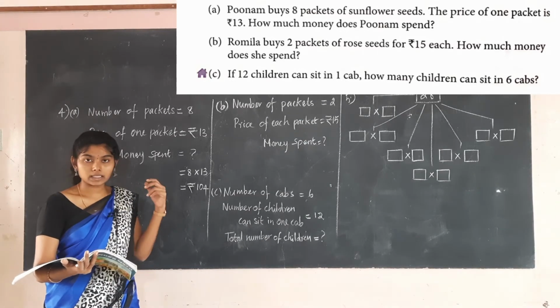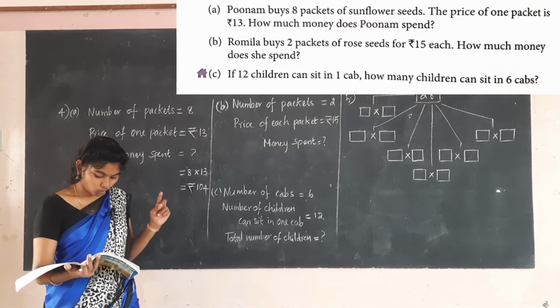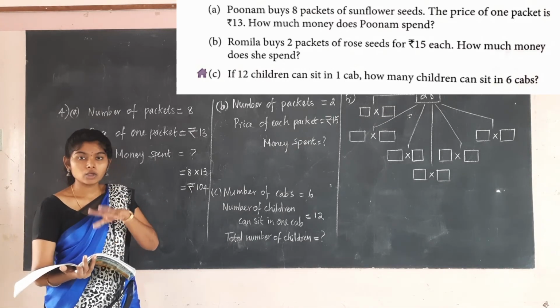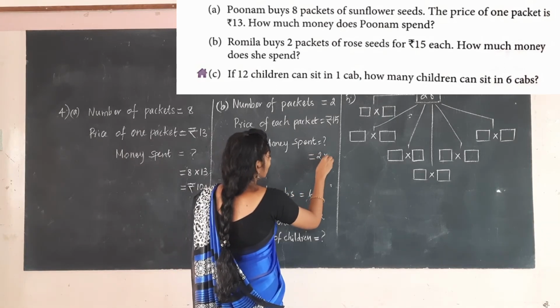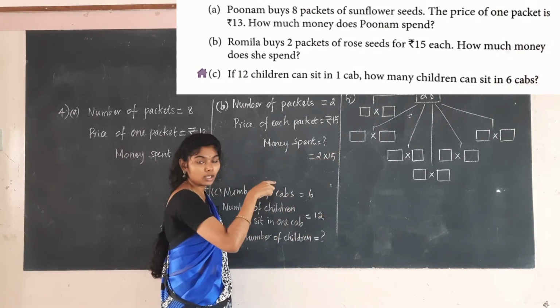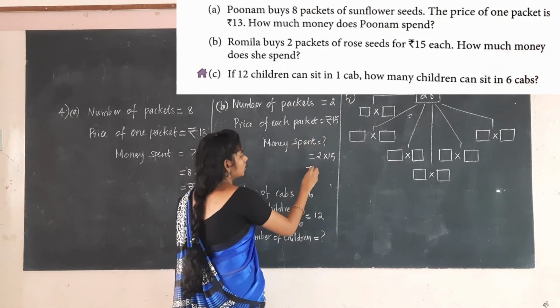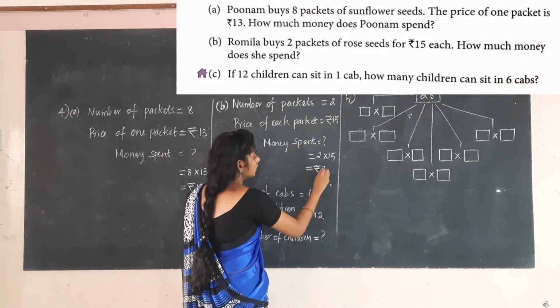And how many packets are there? 2 packets. So totally you will get 2 into 15. So you find 2 15s are. Here you have to mention rupees in the answer. So rupees 2 15s are 30.